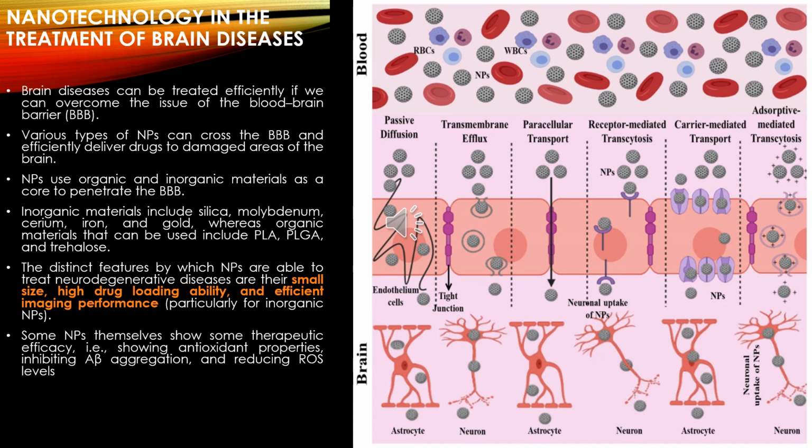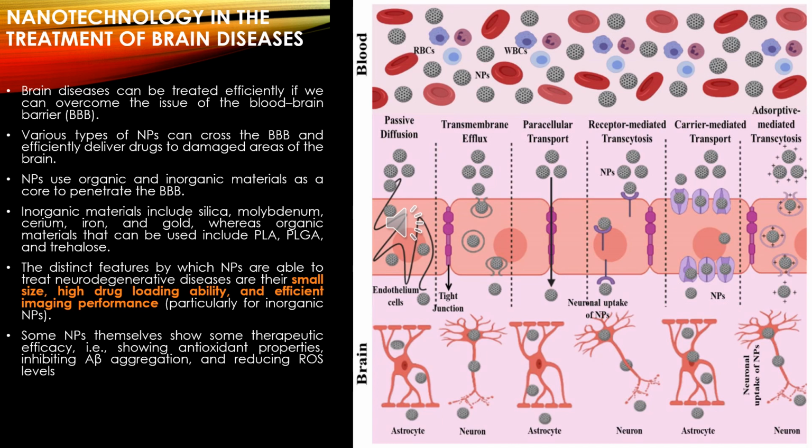So all the nanoparticles will not follow all the pathways to enter the blood-brain barrier. According to the particle size, shape, and physical and chemical characteristics, the particles will dictate either the method of diffusion or efflux or paracellular transport or receptor mediated, carrier mediated, adsorptive mediated to cross the blood-brain barrier and act upon either neurons or on the cells which are responsible for the particular disease.